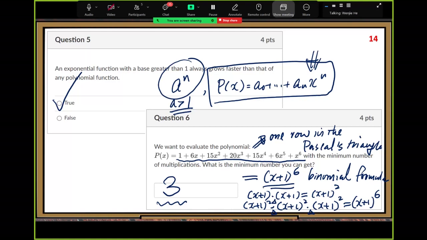So to get this 3, you need to be familiar with 2 key pieces. The first one, Pascal's triangle. Second, the repeated squaring technique. These 2 pieces. All right.